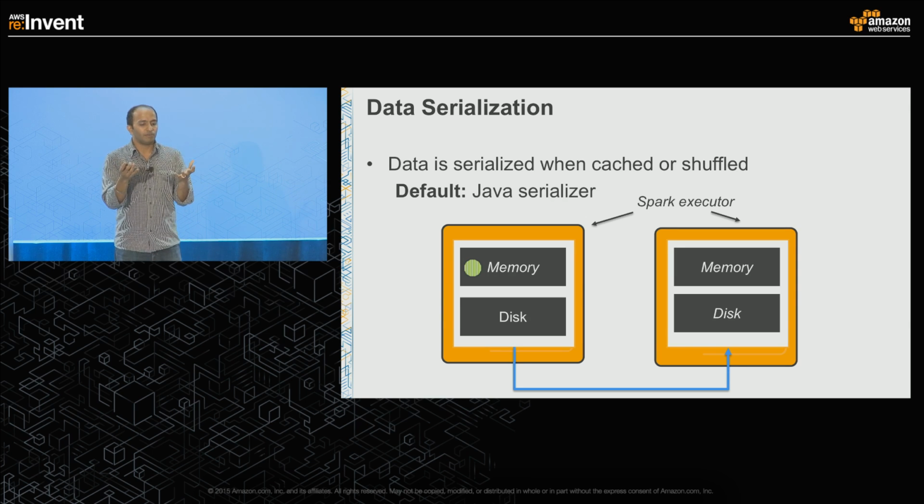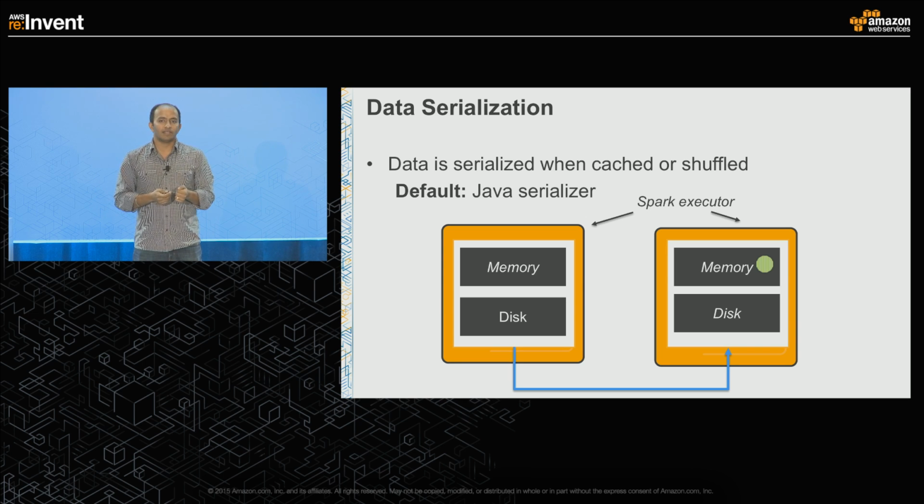So in your job, let's say these two are both Spark executors. When data is moved from one node to another, from the memory it goes to the disk, and that's serialization. And when it goes back, it's transferred over the network to the other node and pushed back into memory. So when you're doing caching or shuffling, data serialization and deserialization happens.